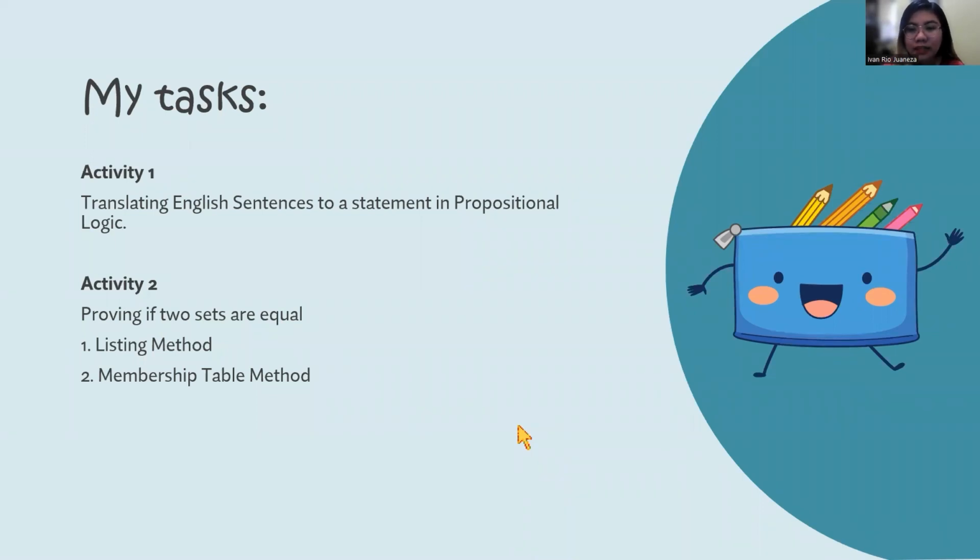I'm given some tasks regarding some previous topics like proposition, truth table, etc. So here are the problems. My tasks are Activity 1, translating English sentences to a statement in propositional logic. And the second activity is proving if two sets are equal using the listing method and the membership table method.